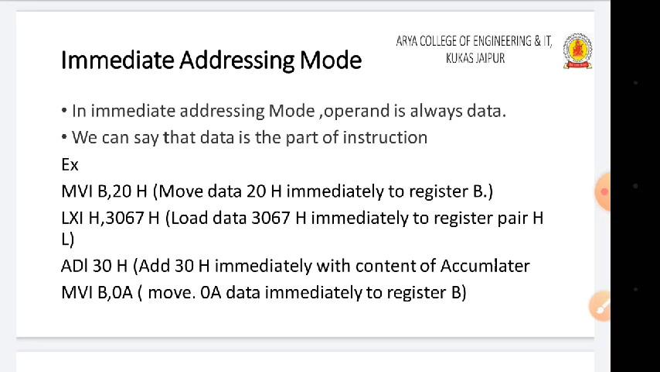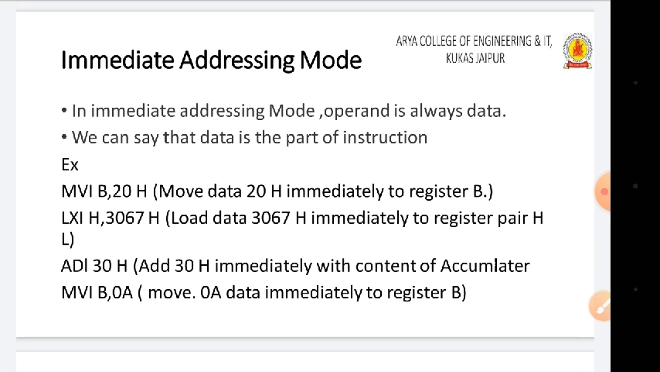What is the meaning of the instruction? Move the data 20H immediately to register B. It means after execution of the instruction, register B will contain 20H. Next, LXI H, 3067H. It means load the data 3067H immediately to register pair HL.